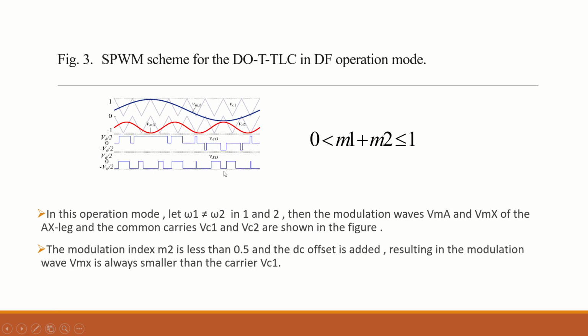And figure 3 shows that when omega 1 and omega 2 are not equal, the modulation range means m1 plus m2 should be 0 to 1. Then the modulation waves Vm and Vmx of AX leg and the common carrier are shown in the figure. The modulation index m2 is less than 0.5 and the DC output offset is added, resulting in the modulation wave Vmx always smaller than the Vc1.